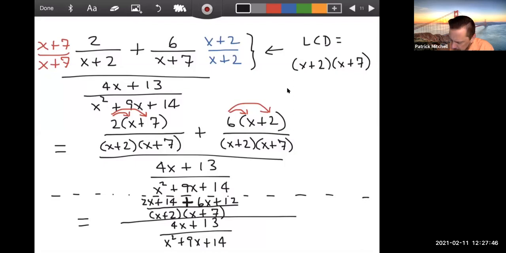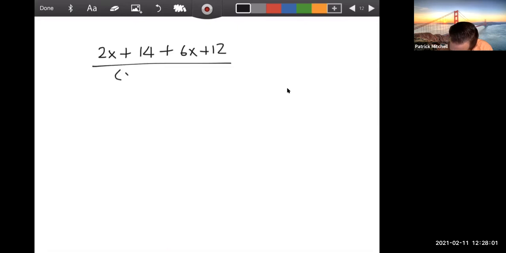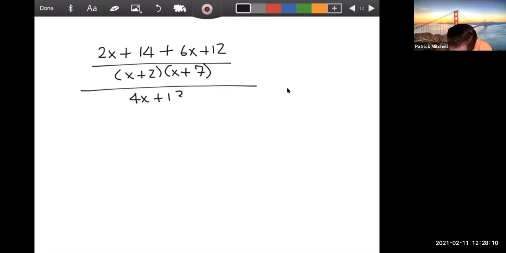All right, so let's go over to the next screen. And I'm just going to copy what I had there. So it said 2x plus 14 plus 6x plus 12 all over x plus 2, x plus 7. And that is divided by 4x plus 13 over x squared plus 9x plus 14. All right, so this looks an awful lot like the very first example we did. There's one fraction on top, one fraction on the bottom. So let's change that into a division problem.